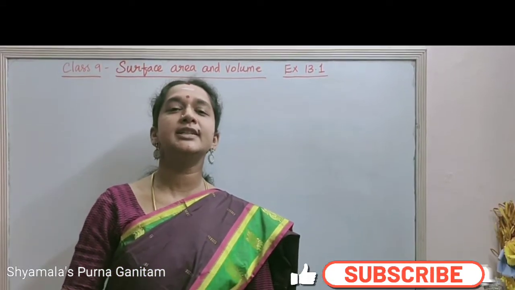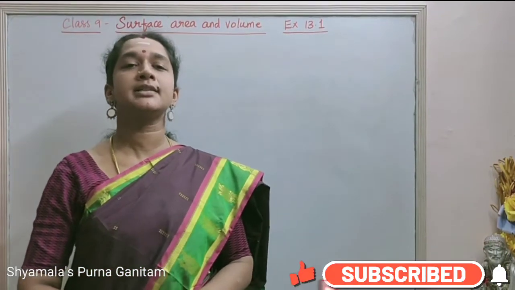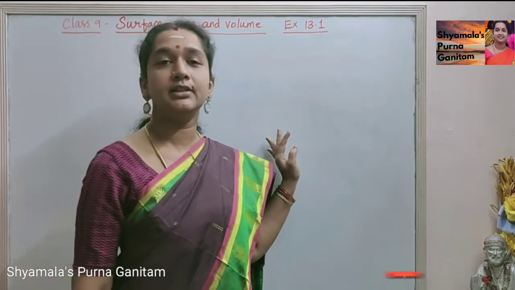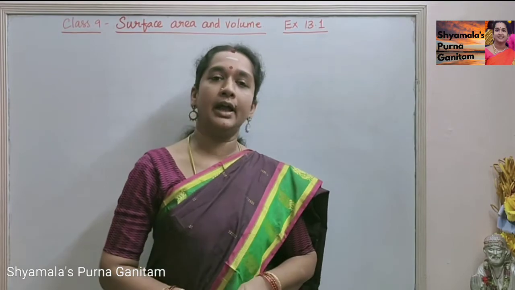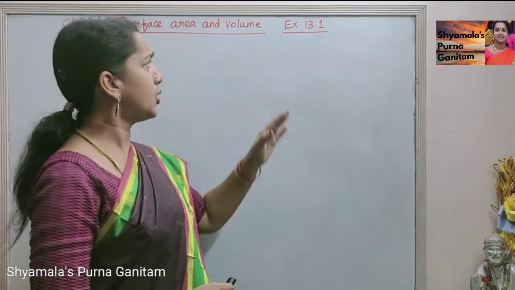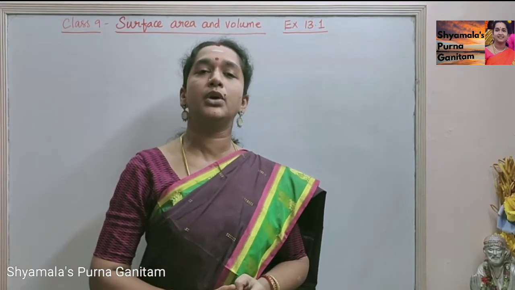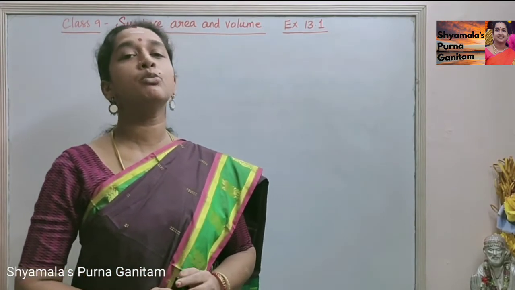Good morning students. In this class I will be doing class 9 CBSE syllabus, that is from the NCERT textbook, 13th chapter, surface area and volume. Exercise 13.1. In this exercise 13.1 we have 3D shapes, cube and cuboid.